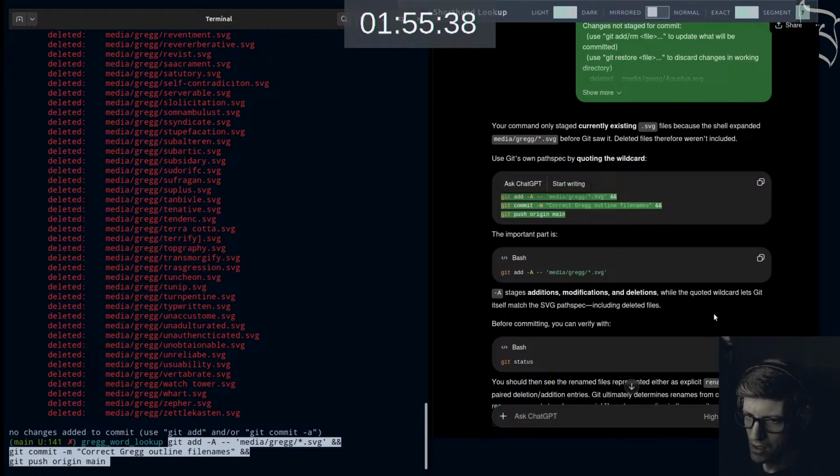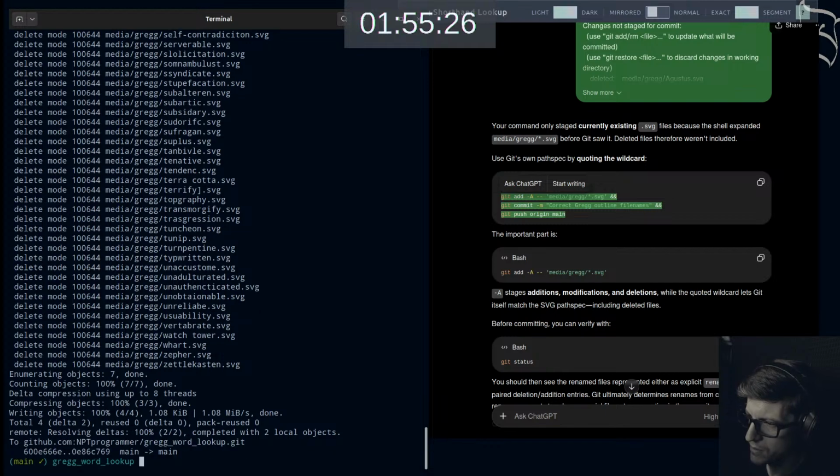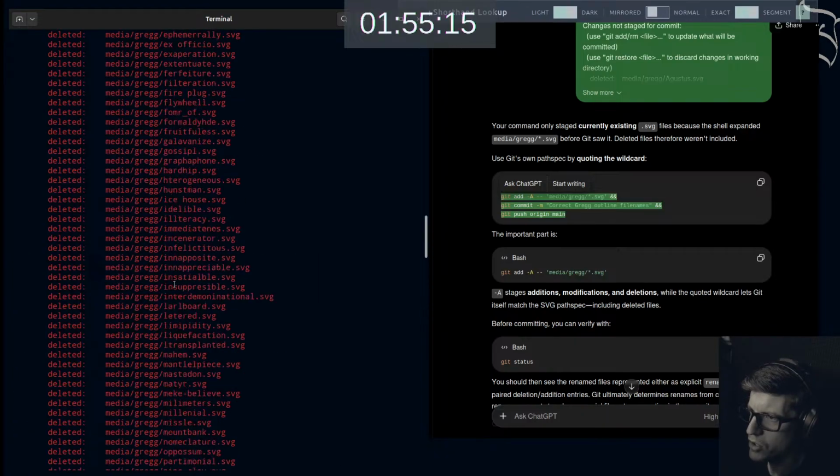Okay. And git commit, correct Gregg outline file names, and git push origin main. So we should be set, ready to go. Yep. All right, so we are all set. We're clean, ready to go. Git commit, and git push origin.